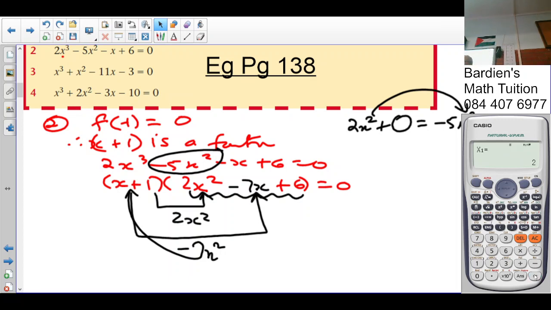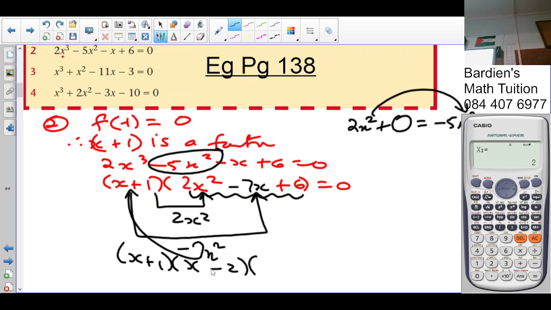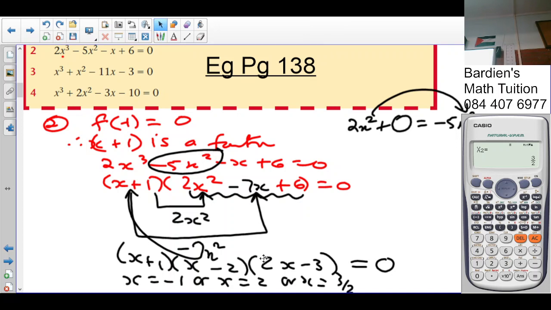So the x value is going to be 2. So it's going to be x plus 1, x minus 2, and 3 over 2. This gives you 2x minus 3. Okay. So in other words, x is equal to negative 1, or x equal to 2, or x equal to 3 over 2. You guys understand?